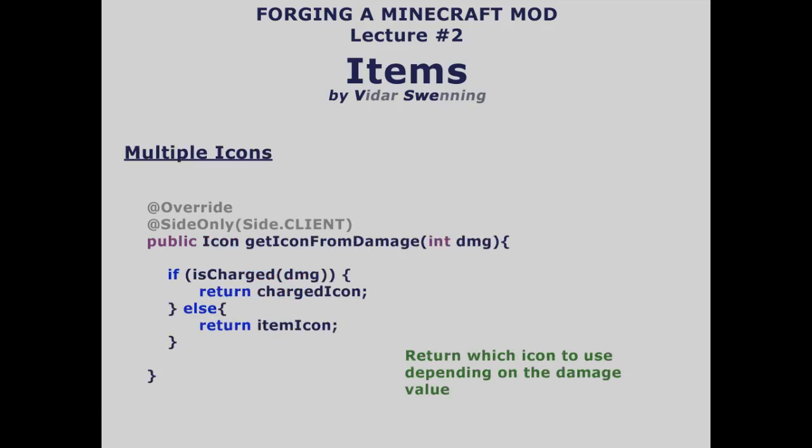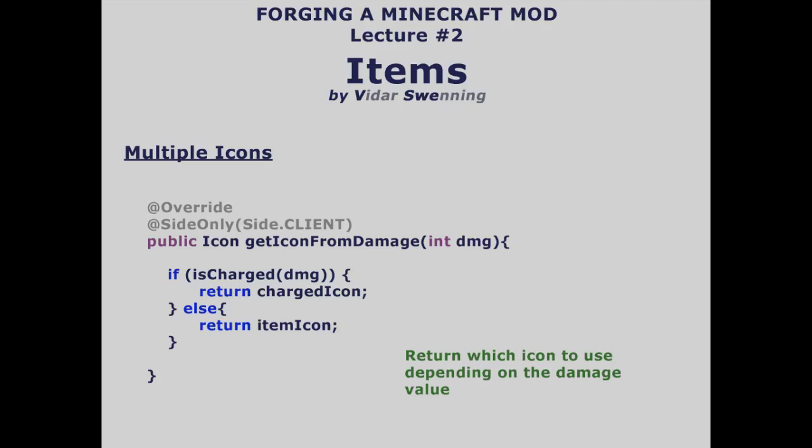Next thing we have is of course multiple icons. We had, first of all, the wand that we made sure was charged. So after 10 uses it changed its appearance to another icon, and then we could just push them away. But we wanted the icon to be different, and the way we do it is we override getIconFromDamage, and we get an integer with the damage value of the item stack. Then we can use that damage value to return different icons.